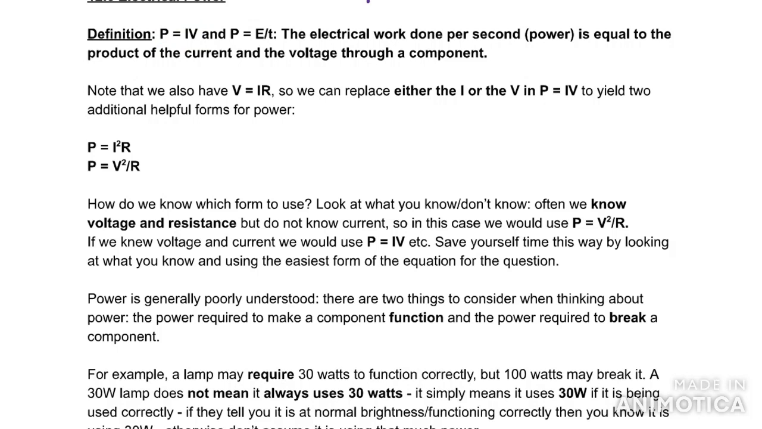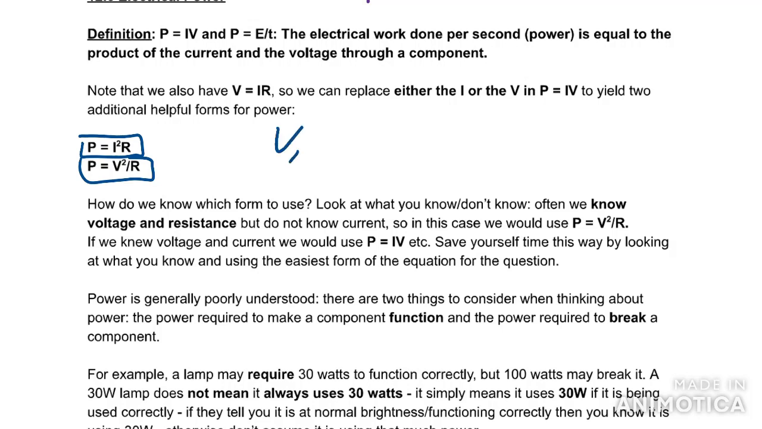Now, this is a useful form of power, but only if you know both the voltage and the current. Usually, we're given the resistance, and we also usually have an idea of the voltage. It's actually the most rare for us to know the current. So you can sub in V equals IR into that power equation and get these alternative forms: P equals I squared R and P equals V squared over R.